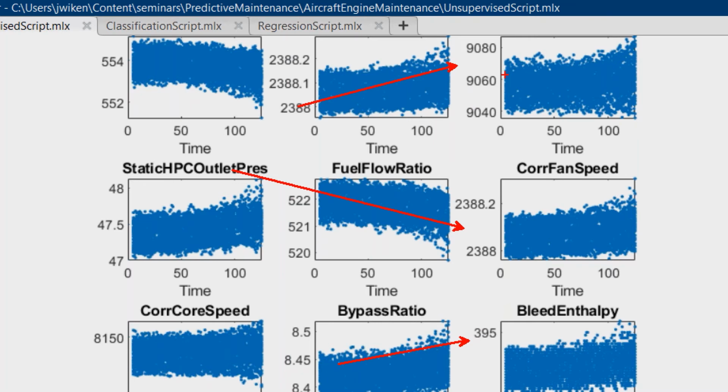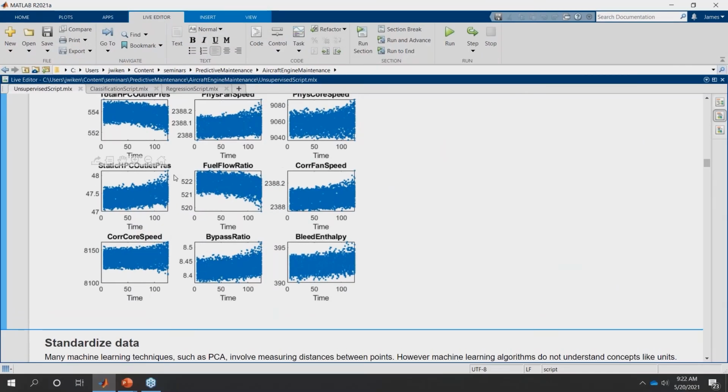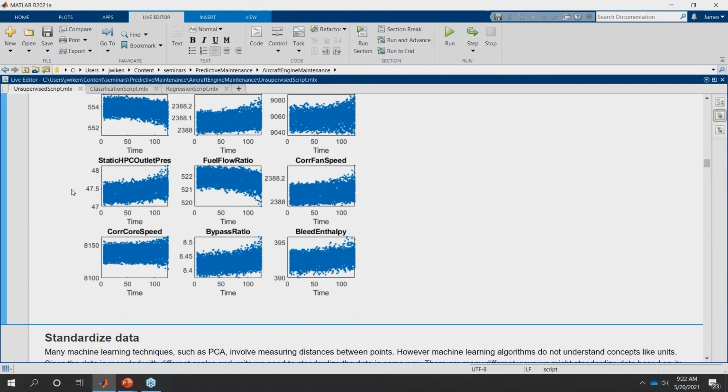In this one, we're not necessarily seeing a change in mean, but we are seeing a change in variance, right? The spread grows over the life cycle of the system. So that's still potentially useful, right? But at the end of the day, we are seeing that there are some discernible trends manifesting in these different sensors, right? So that is a good sign that these could be potentially helpful for us.